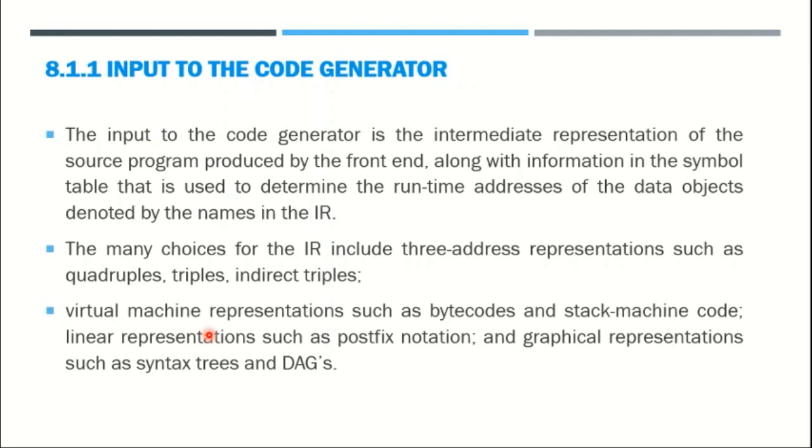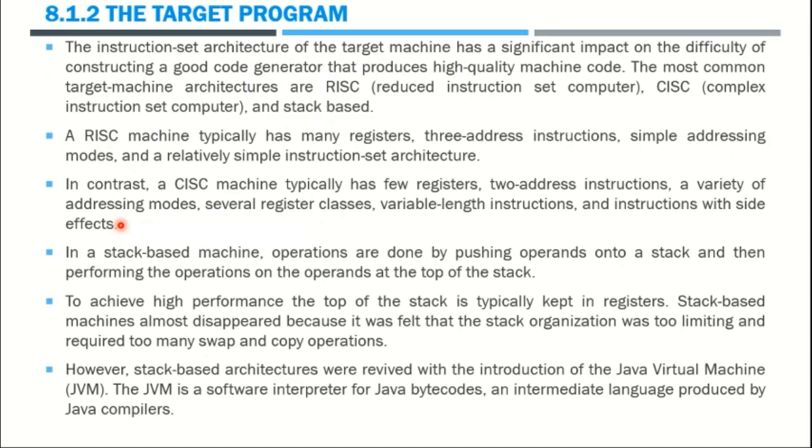In case we are using one target code, we are generating the target code for virtual machines, then those virtual machines use bytecode or stack machine code. In case we are using linear representations, such as postfix notations. In case we are using some graphical representation of the code, then we use either syntax tree or DAG. So these are the several representations. So now we observe how to generate the target program.